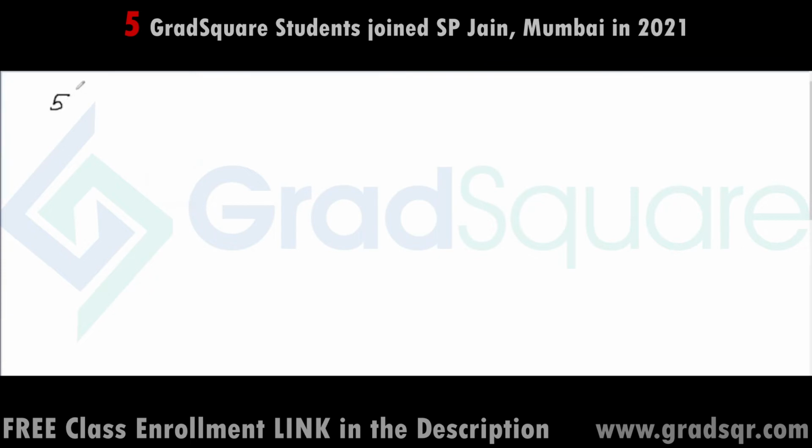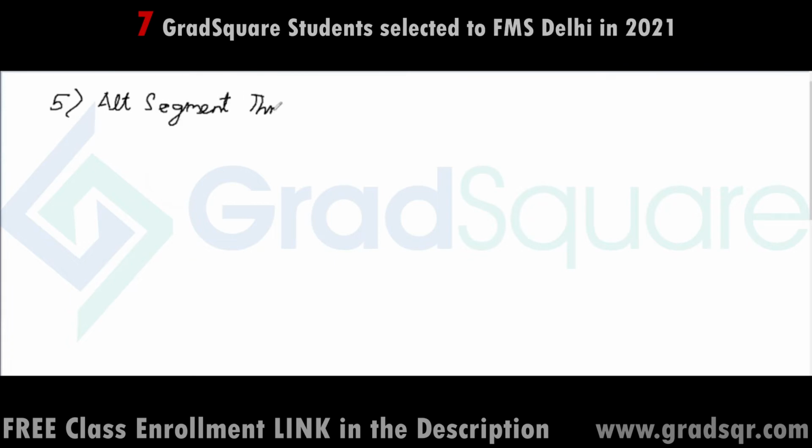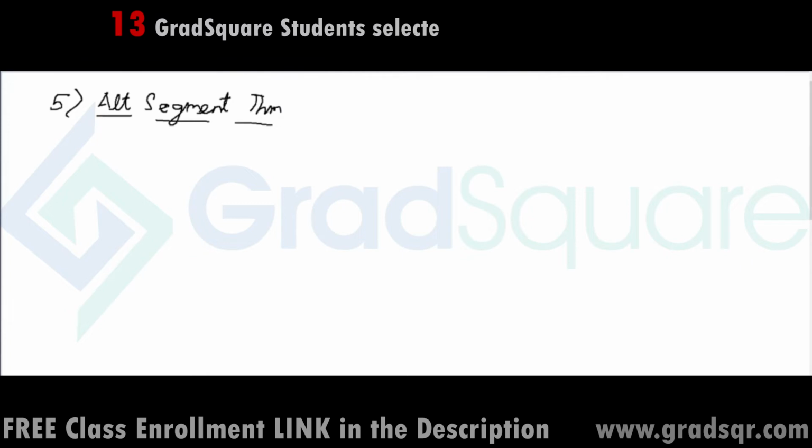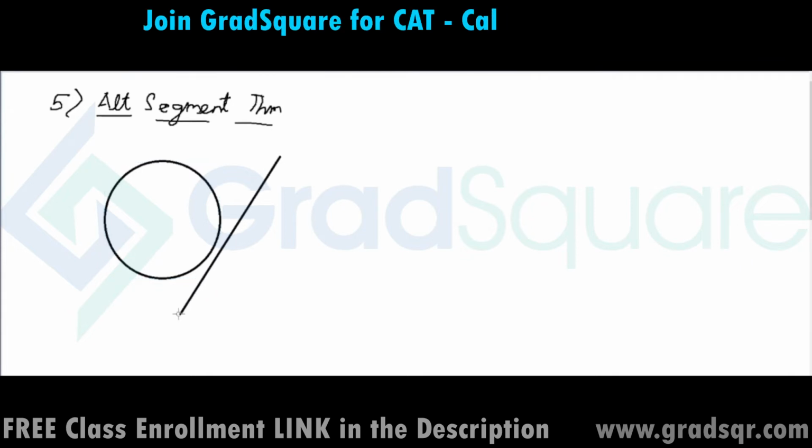Moving on, theorem number 5. Theorem number 5 is called the alternate segment theorem. Now this theorem is the one which most students have a lot of confusion with. So I'll quickly explain this as well. So for this, suppose I take a circle and suppose to this circle there's a tangent. Let me call the tangent XY.